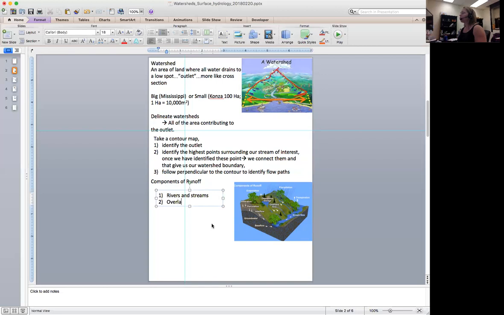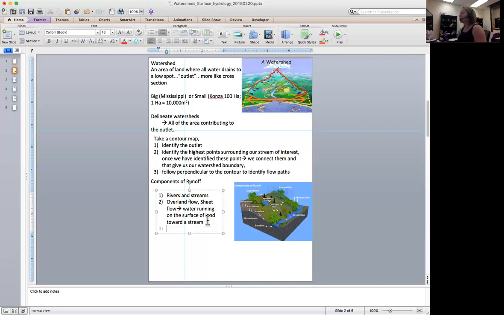We can also have something that's called overland flow. Sometimes this is also called sheet flow, but it's defined as water running on the surface of land toward a stream. You can see that over here. We have this overland flow taking place in the system, according to this depiction to your right.